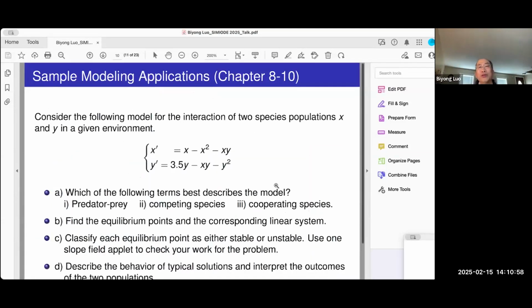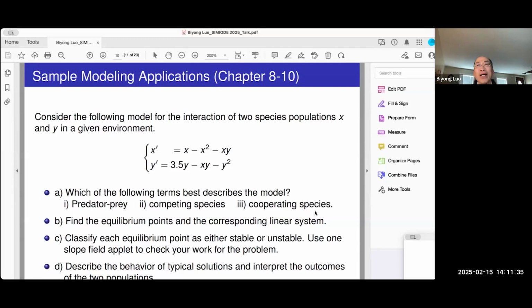Next one, we'll do the modeling application problem. Students know this two-species population model, and they will ask students, based on their knowledge, to determine which of the following terms basically describes this model: whether this is predator-prey, competing species, or cooperating species.